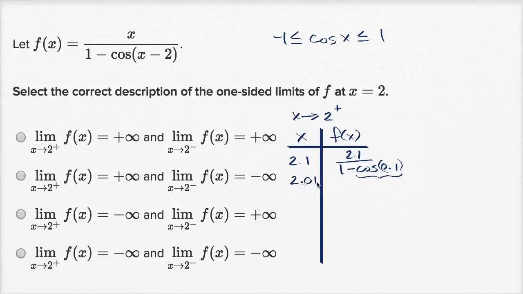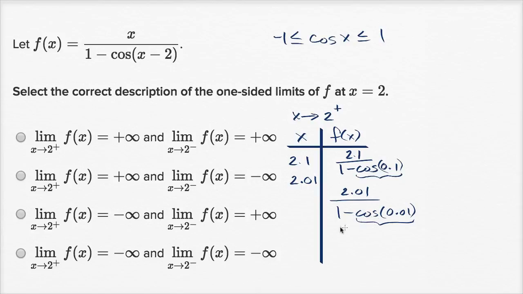And then you could say, all right, 2.01, well, that's going to be 2.01 over 1 minus cosine of 0.01. And this is going to be even closer to 1 without being 1. But it's going to be less than 1. No matter what, cosine of anything is going to be between negative 1 and 1, and it could even include those values. But as we approach 2, this thing is going to approach 1 from below. And so you can start to make some intuitions here.